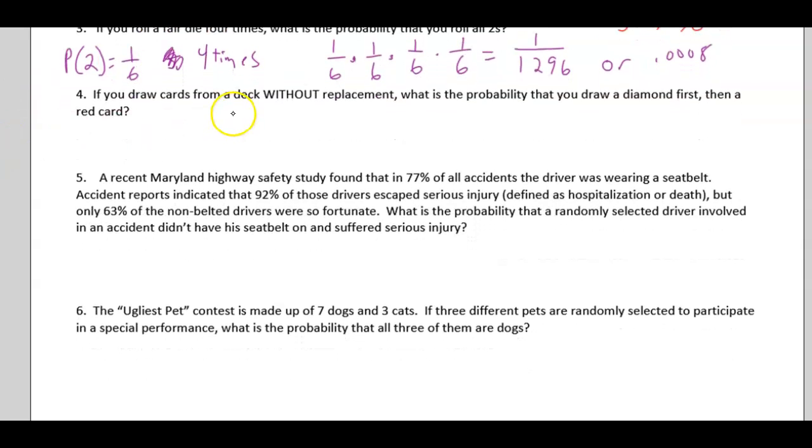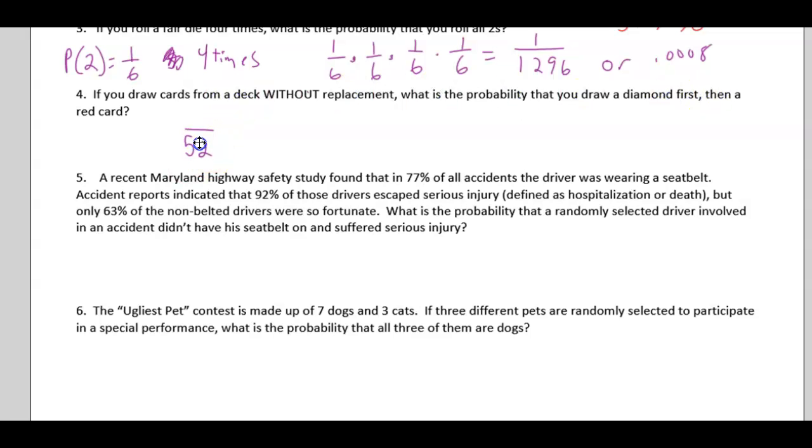Now, if you draw cards from a deck without replacement, that means I draw a card and I never put the card back. So first of all, there are 52 cards in the deck. I draw a card without replacement, which means I take a card out. What is the probability that I draw a diamond first, then a red card?